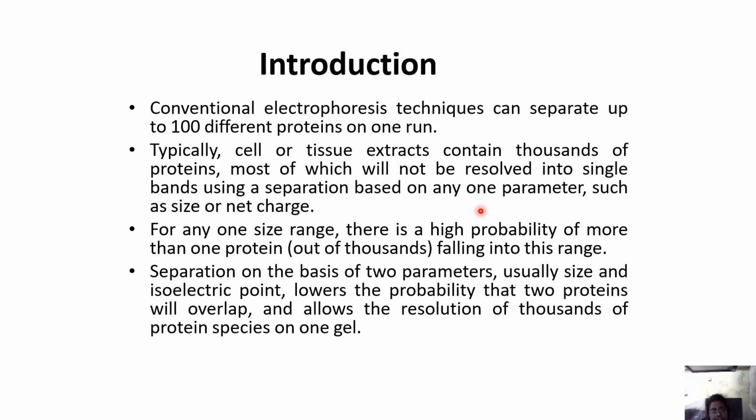So conventional electrophoresis techniques can separate up to 100 different proteins on one run. Typically, cell or tissue extracts contain thousands of proteins, most of which will not be resolved into single bands using a separation based on any one parameter such as size or net charge. For any one size range, there is a high probability of more than one protein out of thousands falling into this range. The separation on the basis of two parameters, usually size and isoelectric point, lowers the probability that two proteins will overlap and allows the resolution of thousands of protein species in one gel.